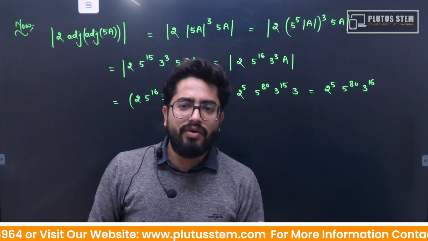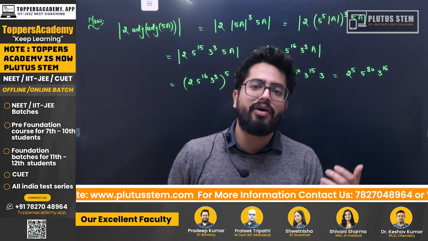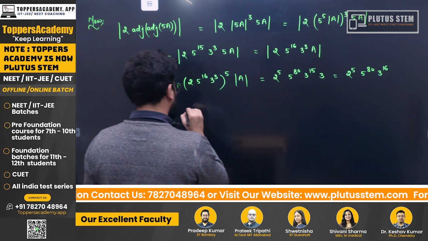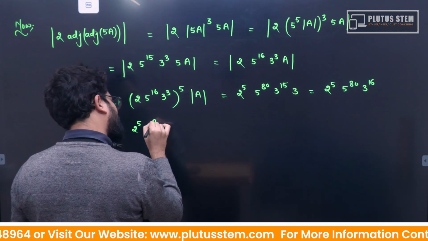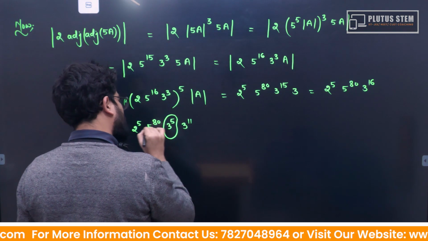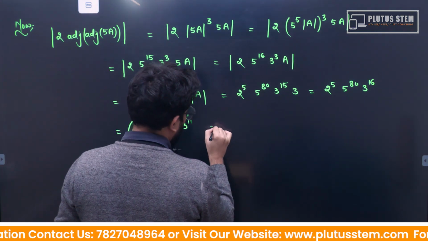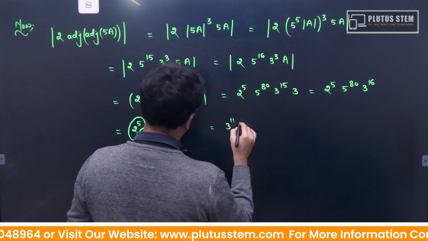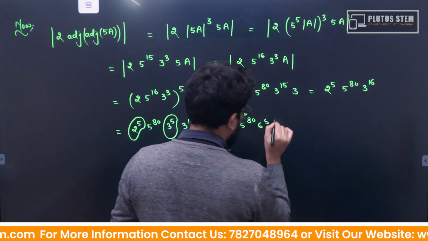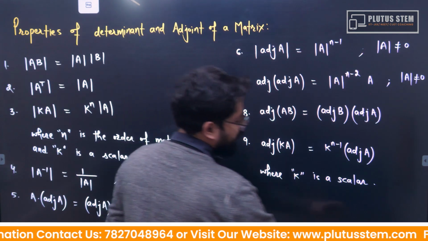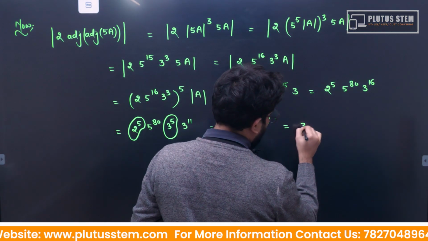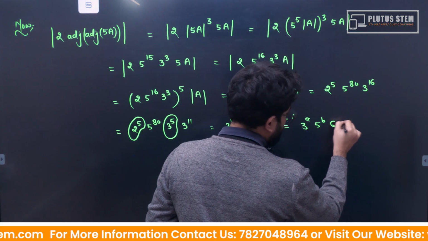But if you observe, the determinant is given as 3 power A into 5 power B into 6 power C. So how can you convert it into that? You can write 2 power 5 times 3 power 5 as 6 power 5, leaving 3 power 11. So this is 3 power 11, 5 power 80 and 6 power 5. Now just compare this with 3 power A, 5 power B and 6 power C.